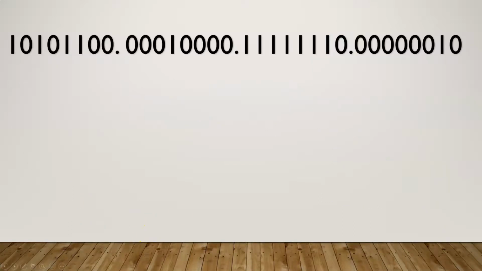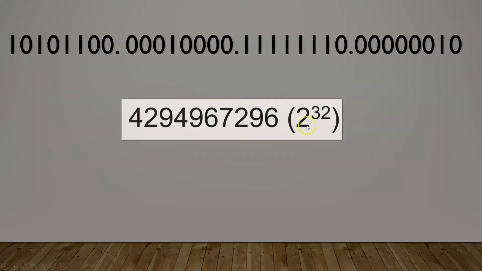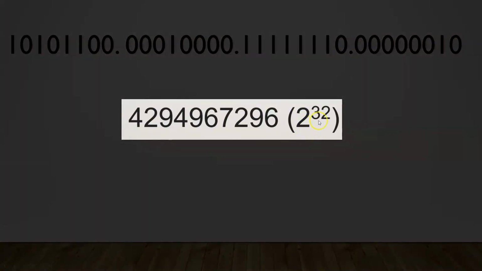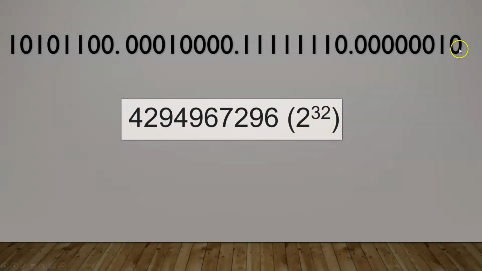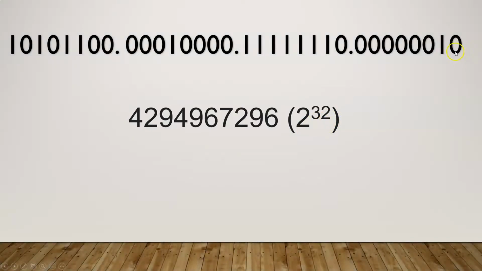So if we try all the permutations and combinations with these 32 bits, we get close to 2 to the power of 32 IP addresses, since each bit represents either a 0 or a 1. So it will give us a number of IP addresses close to this many.